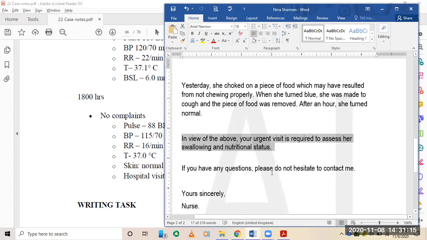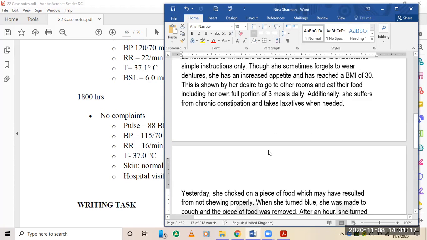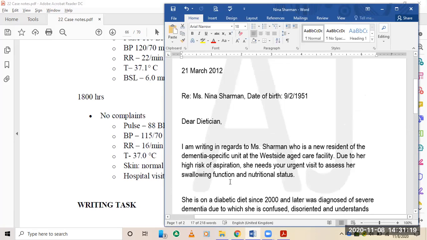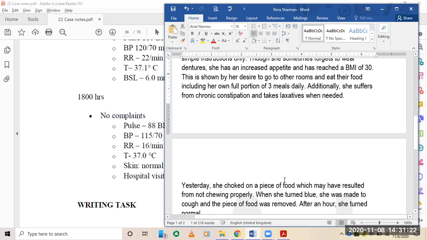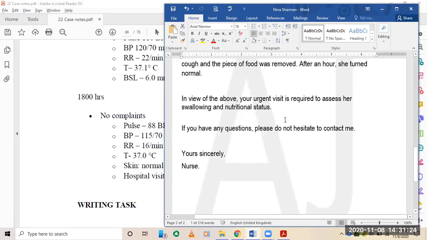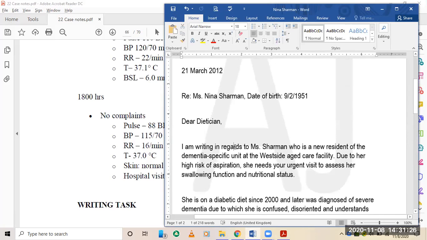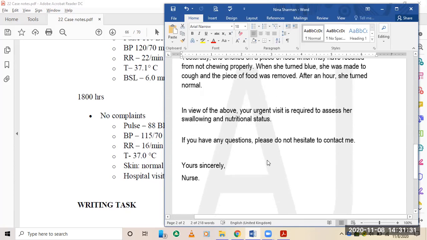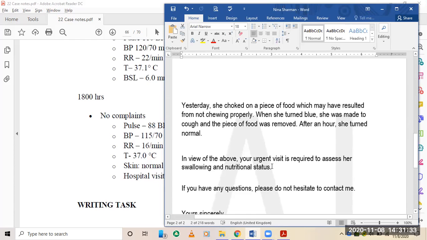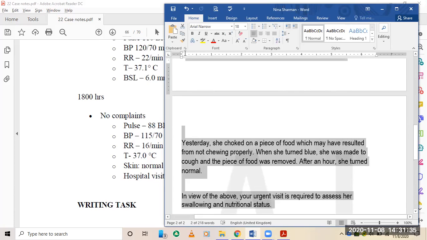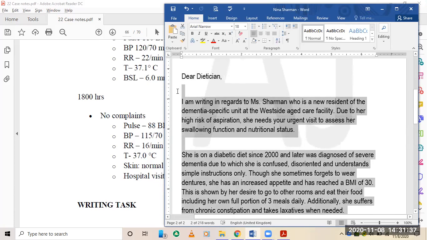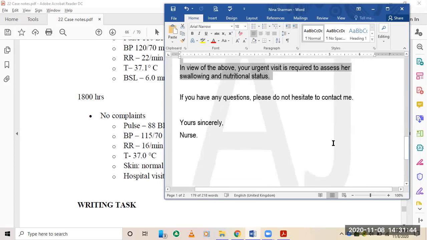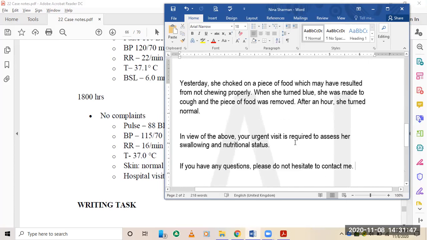Now, yes, about the aspiration part, I have not written it here. I have not written it in the end. Why? Because I've shown the urgency in the start itself. He knows because there is a high risk of aspiration, and I have indicated it in the following paragraphs. So if you look at this now, the letter is over, completed, and the number of words is around 179 words. So that is fine.